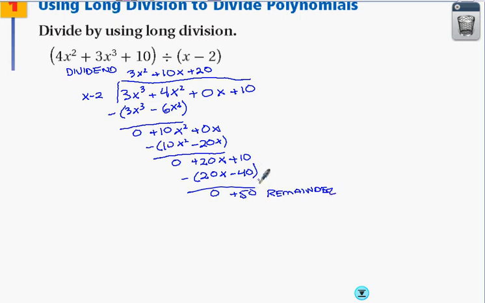And so to finish our quotient, we'll go plus 50 over the divisor, which in this case is x minus 2. Okay?